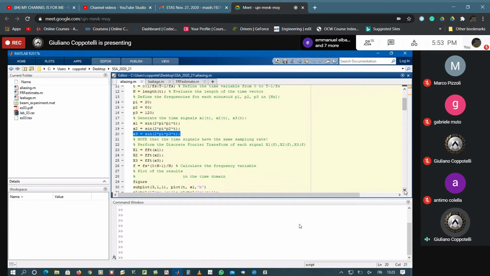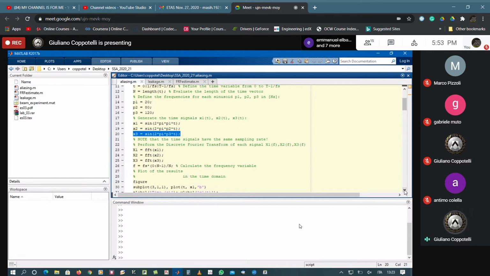And how can I do that? The capital X1 is equal to the FFT, that is the Fourier transform, of your x1 signal. I'm going to do that for x1, x2, and x3. Then I'm just introducing the vector of the frequencies, that is, as you know, the number of sampling times multiplied by the number of sampling points. That is what we are going to have in order to have the vector of the frequencies.